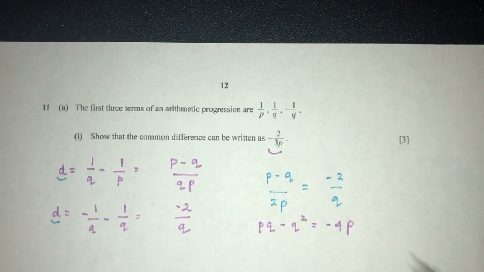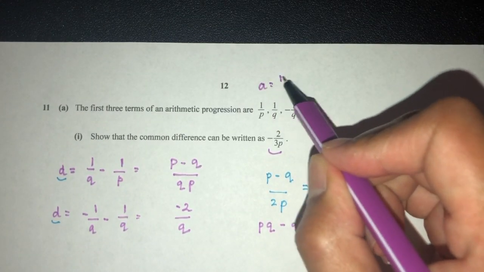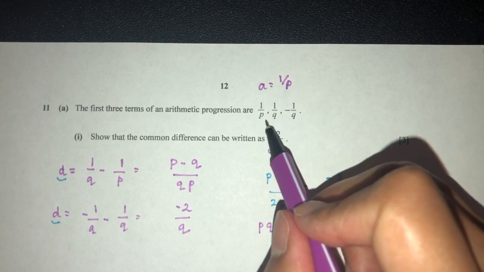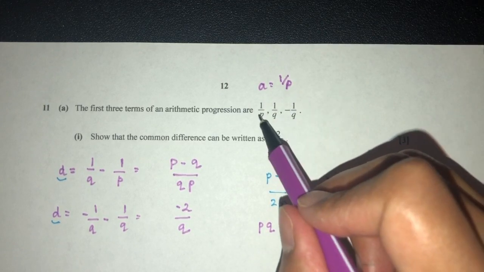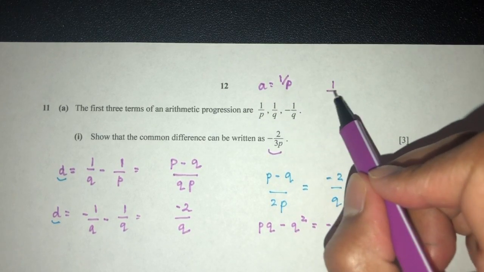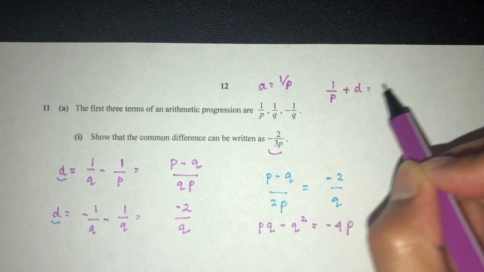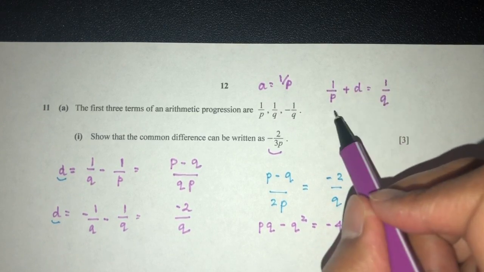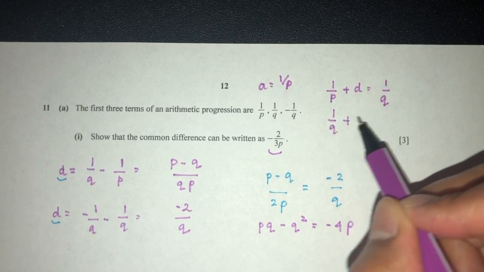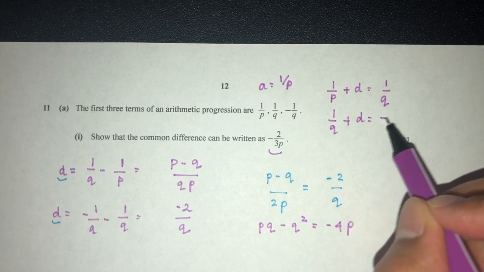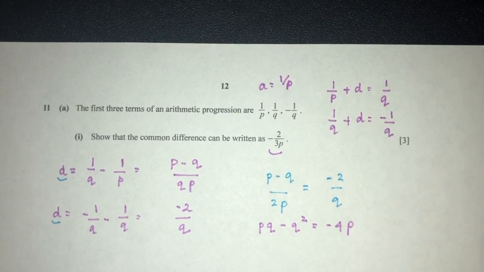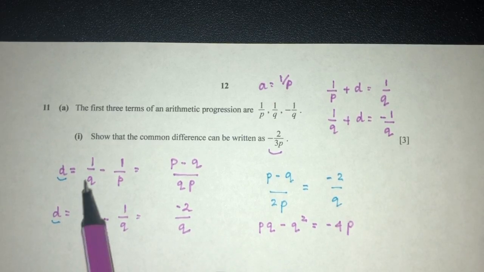Interesting enough. So here we have A is the first term, 1 over P. The common difference is usually 1 plus D is this. So 1 over this plus D have to be 1 over Q. That's the main idea. Or we can write 1 over Q plus D have to be minus 1 over Q. So that's the main idea behind, right? I guess that's it. Okay, let me not simplify.